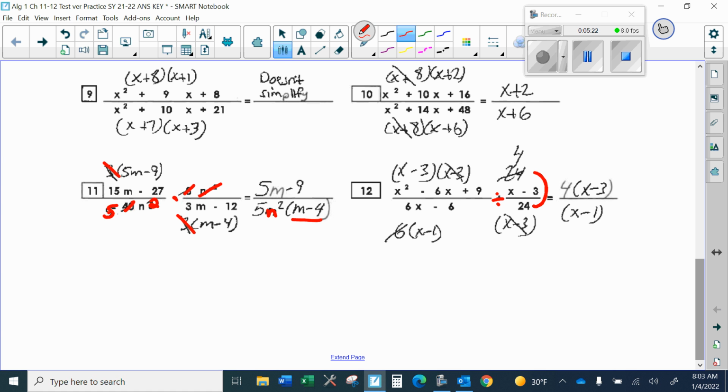Number 12, factoring again, but now remember this is division, so it changes to multiplication by the reciprocal. So this 24 comes up here and the x minus 3 goes down there. Now that 24, after I factor out this 6 off of 6 times quantity x minus 1, that 6 will cancel with the 24 4 times.